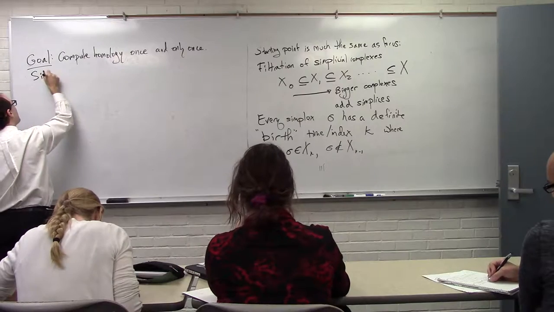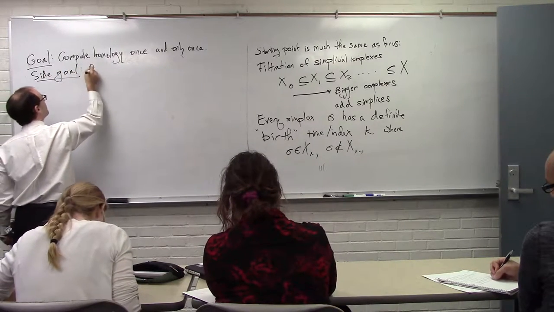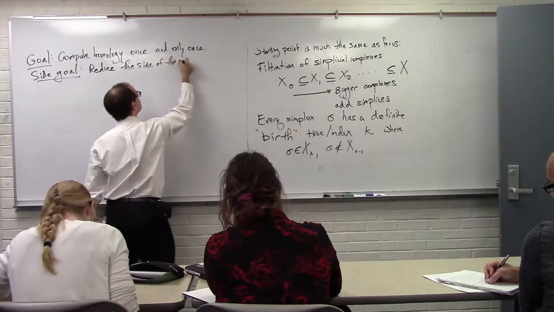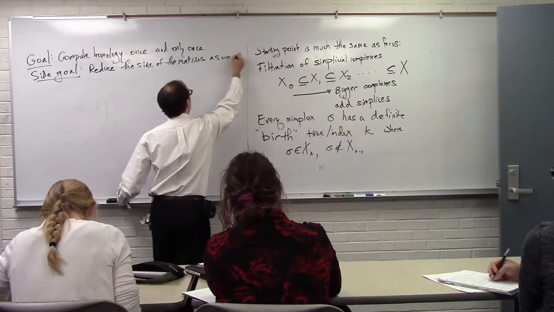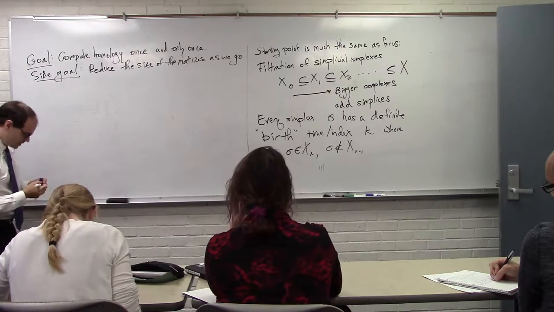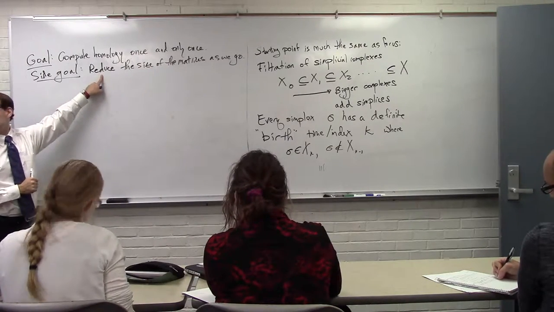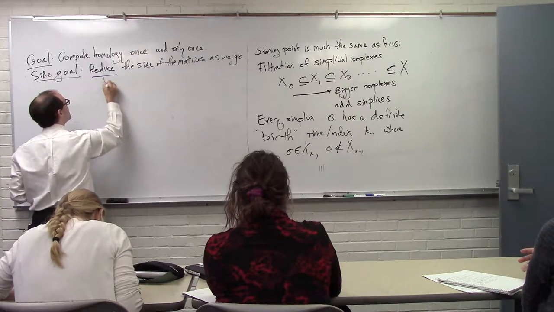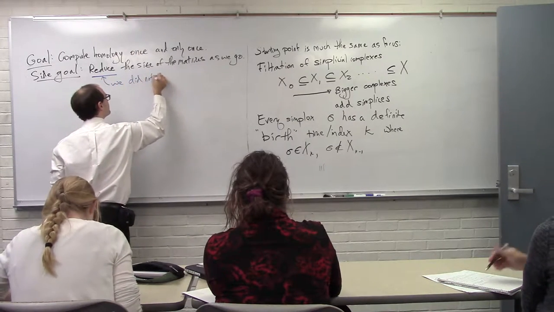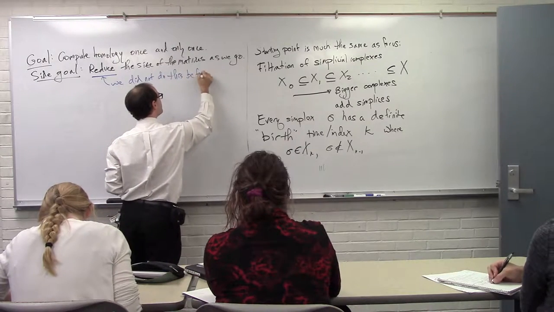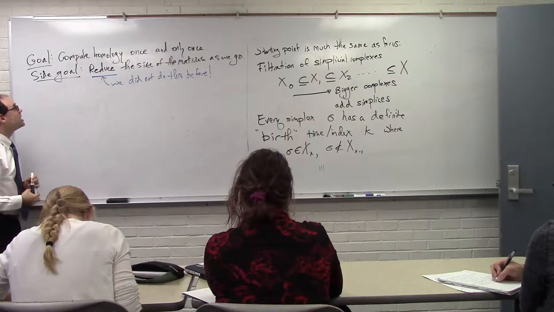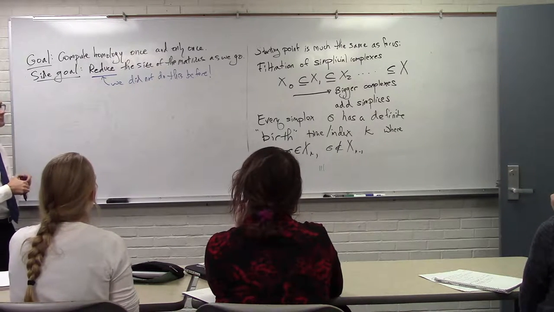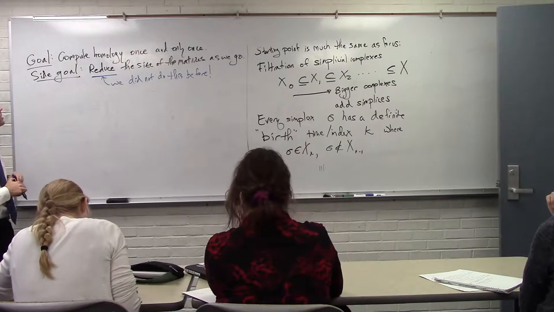And a side goal: reduce the size of the matrices as we go. This part here we didn't talk about last time. We didn't do any reductions last time. So now I'm going to start folding in these reductions. So we did not do this. And that reduction turns out to be really important for making these computations something you can actually run without breaking your computer. Okay. So the idea is we want to compute homology once and only once.